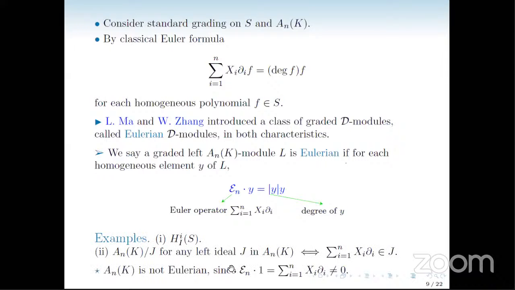Again, let's look into some examples. So Ma and Zhang proved that this local cohomology module is Eulerian, and if we take any quotient ring, then it is Eulerian if and only if this Euler operator lies inside J. So more generally, they proved that any module is Eulerian if all generators of a generating set satisfy this equation. So here the generator is 1 bar, and clearly that will satisfy the equation if and only if this Euler operator vanishes in the quotient ring. That means if it lies inside J. And due to the same reason, A_n(K) is not Eulerian since this is non-zero. One does not satisfy this equation.